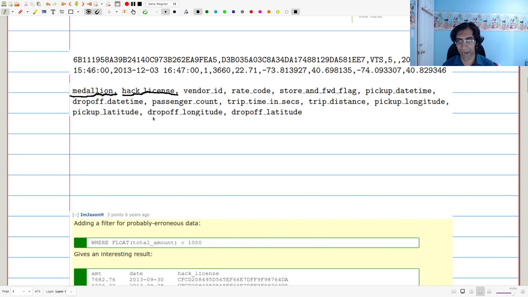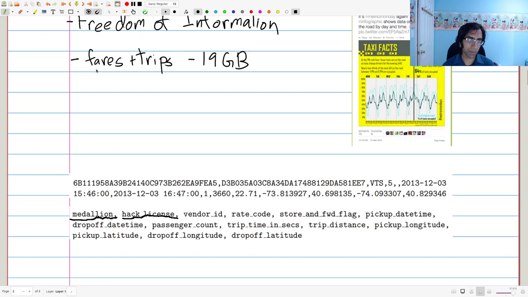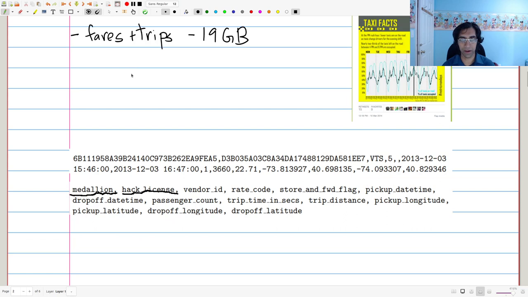Furthermore, I didn't describe it here, but I mentioned there's also a fares data set, so you can look up that same trip there, and then you'd be able to find out how much they tipped. Are they a generous tipper or not? Maybe find out private information like that.